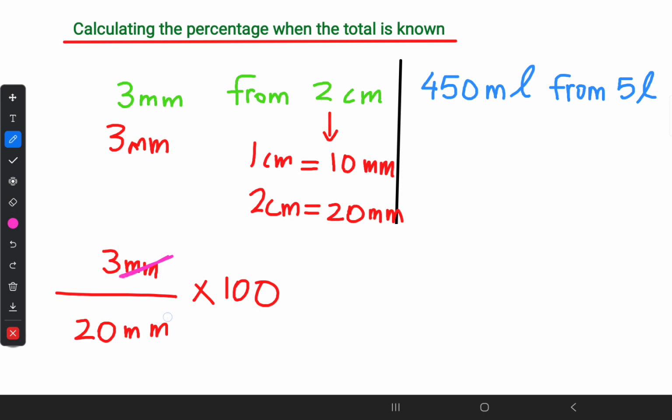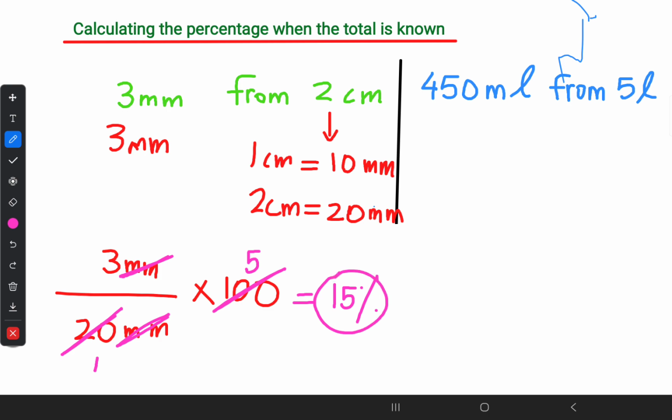Millimeter simplified with millimeter, 20 and 100. 120s are 20 and 520s are 100. Thereafter in the numerator you will have 3 times 5, which is 15 percent. You can do the simplification in other methods as well, but finally the overall answer would be 15. That is the one and only correct answer.